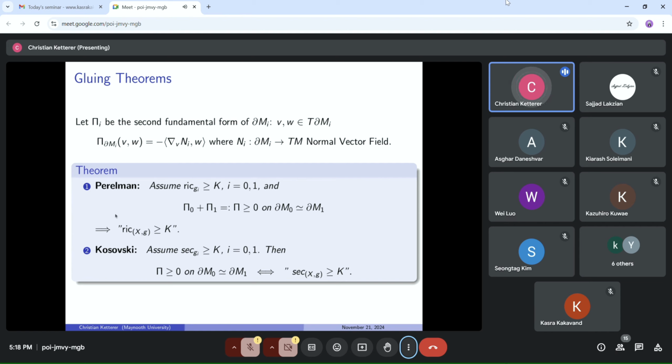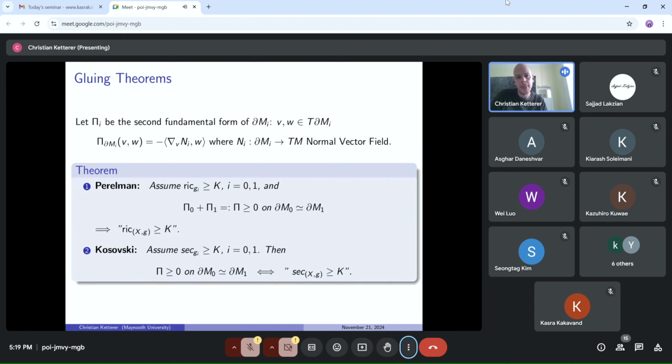So at this point, one could ask, is the same true for Ricci curvature? When Perelman proved this, he was not interested in the other direction, so he didn't make any comment about this. But we will see later that in the case of Ricci curvature, we also have an if and only if here. Okay, so these are the classical theorems about gluing constructions.